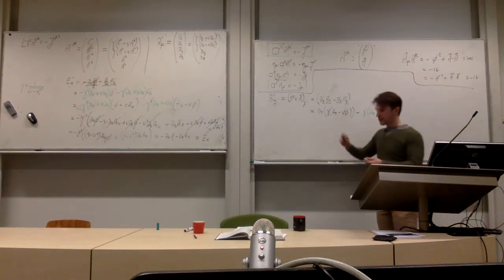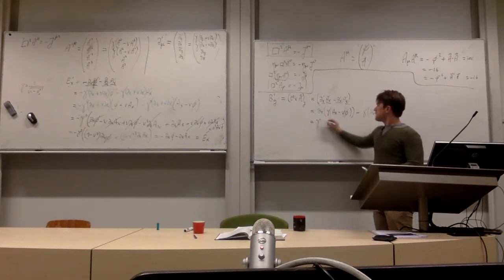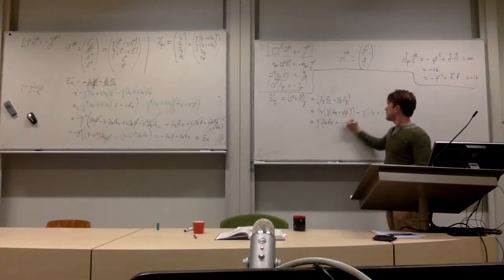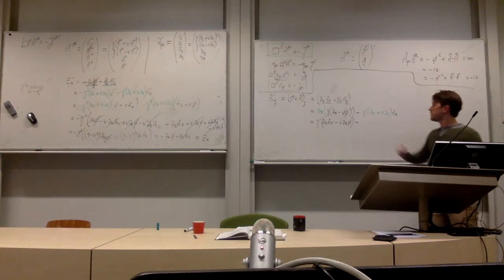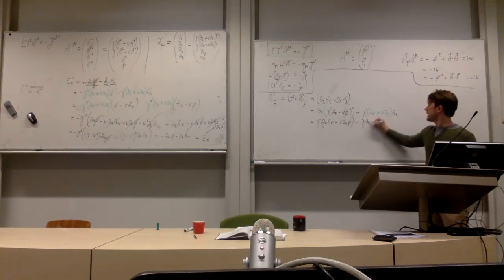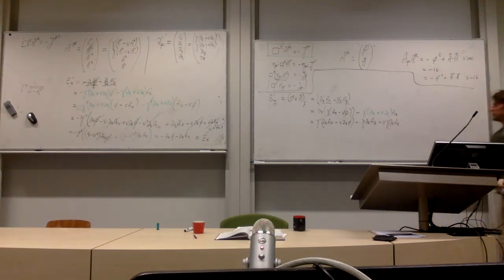Right. Let's work out the results. Gamma goes out, I get dz Ax, that's this, minus v dz phi. Maybe people can already see what's happening here. Minus gamma dx Az minus v gamma dt Az. Is this correct? Yeah, I think so. All right.